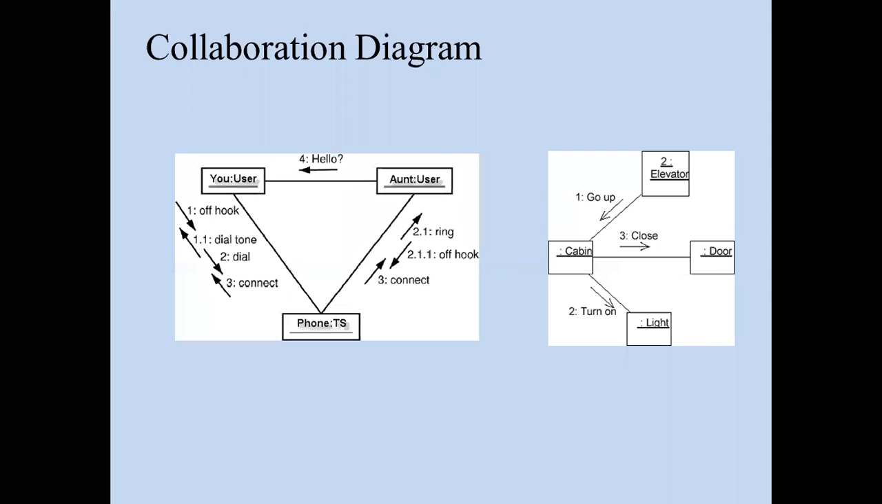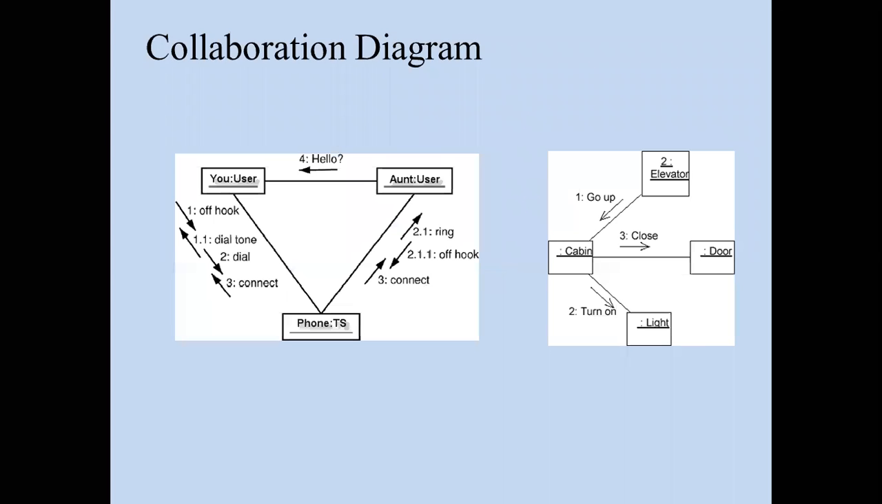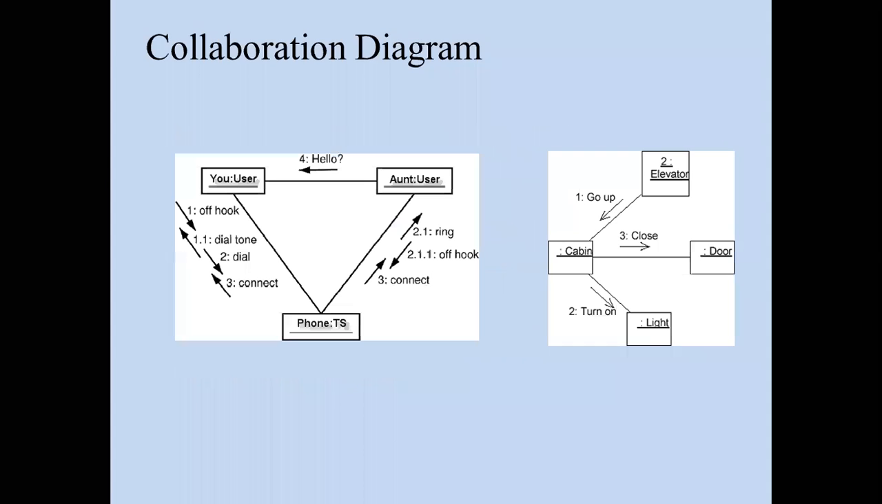It is similar to the sequence diagram, but the only difference is that there is a vertical sequence in the sequence diagram. Here you can see this is the object of this class. These are the objects of this class. Here you can see the messages are passed between the objects. There is a similarity between the sequence diagram and the collaboration diagram. The sequence diagram and collaboration diagram are included in the interaction diagram.